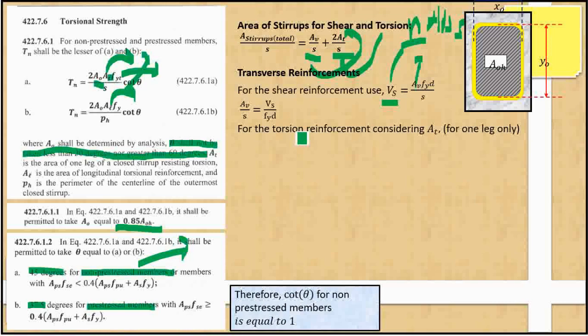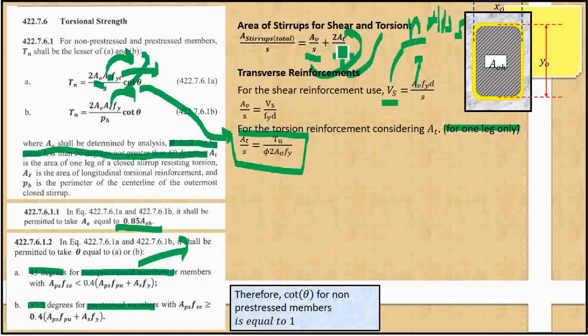So, for the torsional reinforcement naman, unlike dito sa shear reinforcement, dito kasi sa torsional reinforcement, kino-consider lang natin to for one leg only. For one leg only. So, itong formula na to is nanggaling lang dito sa first formula na to. So, nare-arrange to in such a way na matitira dito sa isang side is yung At over s, okay? So, pansinin nyo at pag-isipan nyo maigi kung paano nangyari to. And take note, itong formula na to is good for only one leg lang, okay?